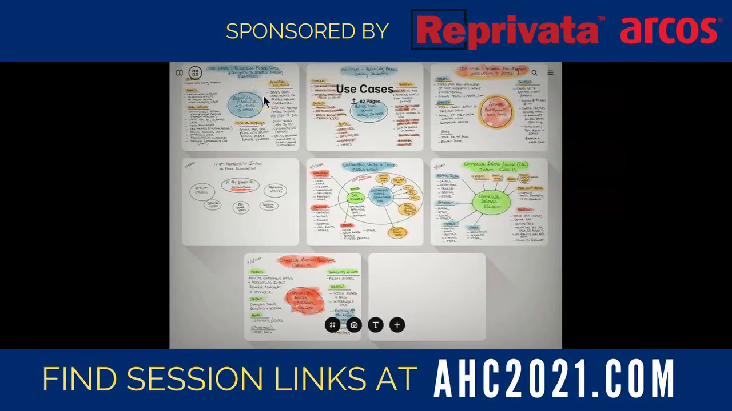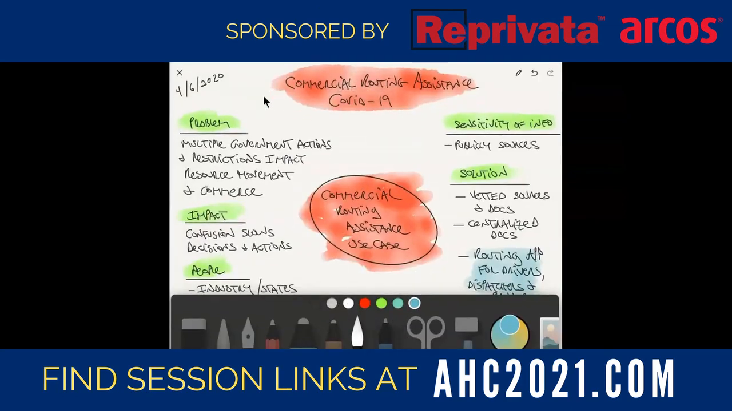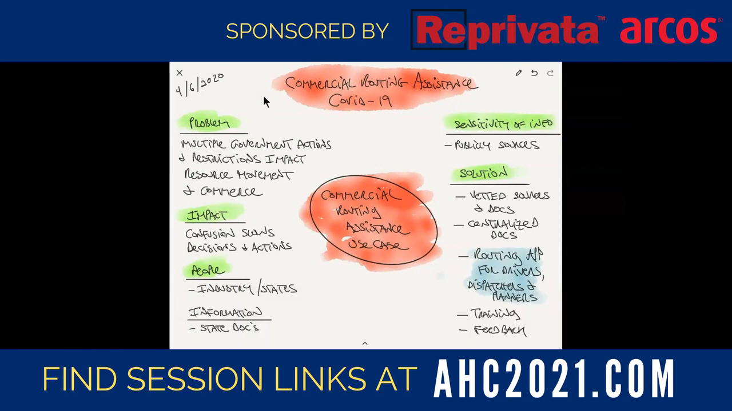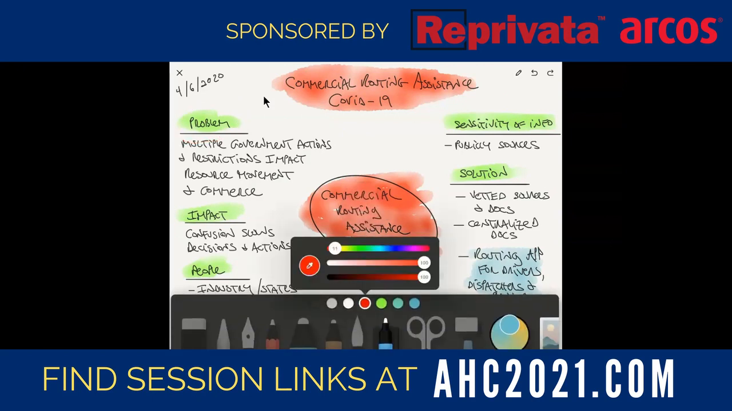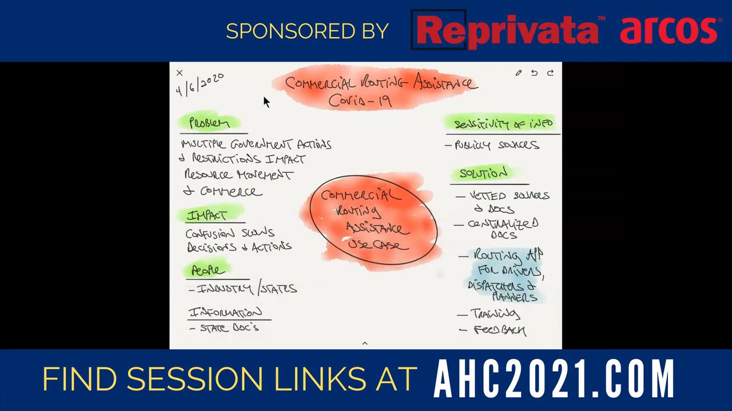Hi, in this video, we want to zero in on a use case that we've been working on to develop a commercial routing capability to support COVID-19. So first, we have a process, the way we work use cases. We start with the problem and we define the problem. And the problem right now, based on the government actions, is that multiple actions have impacted commerce and they restrict resource movement in commerce.